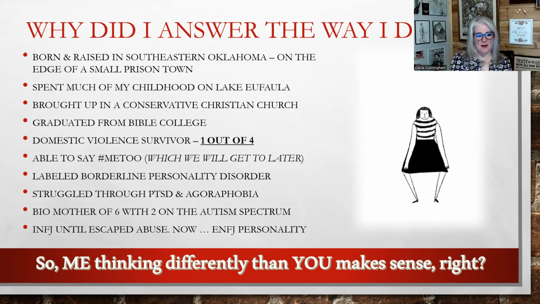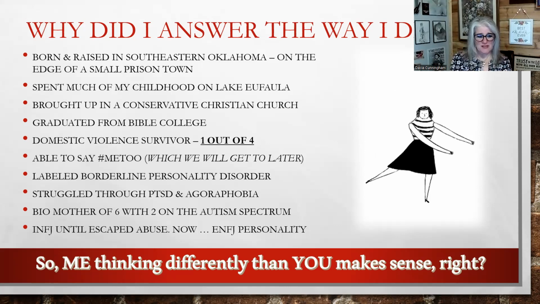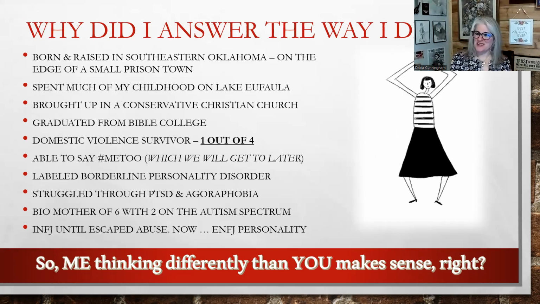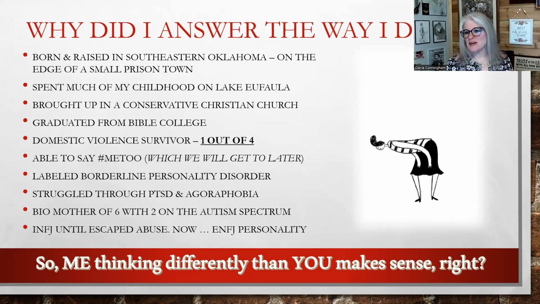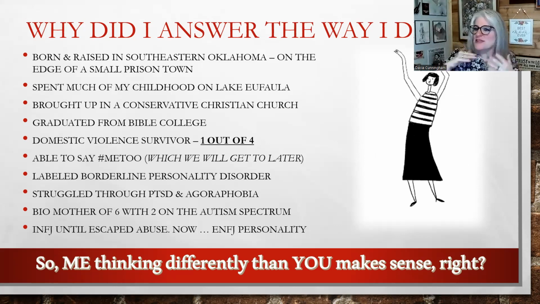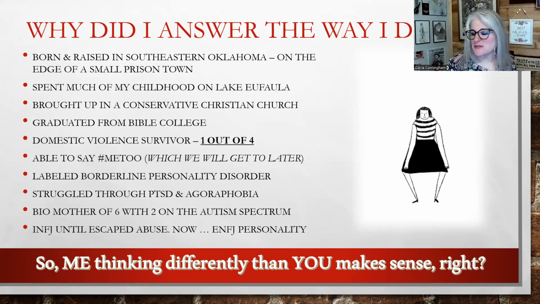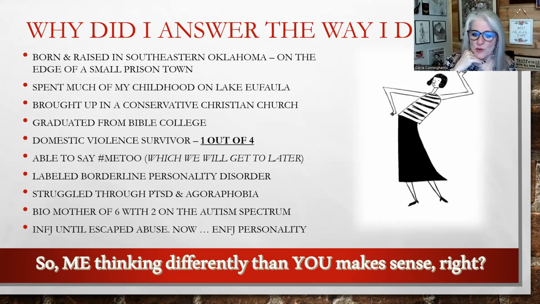Okay, and then again, I say that I'm a bio mom of 6 with 2 on the autism spectrum. I was an INFJ until I escaped the abuse. And now when I take those tests, it does come up ENFJ. So because of all those things, none of us are exactly the same. You don't have the same upbringing. You don't have the same life experience as me for the most part. There might be a couple of you in here that might be somewhat similar to my story.